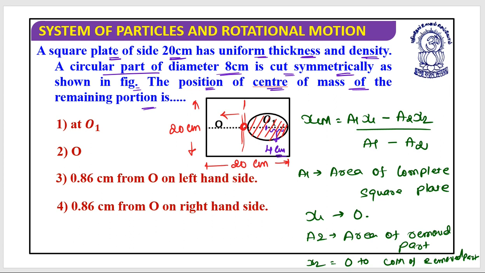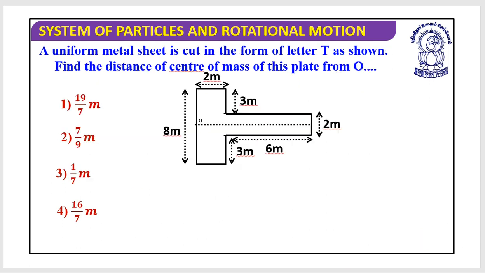Yes, we have already done the previous question. Is it clear? But that is for sure, the center of mass would be lying over this side. So at O, not possible. 0.8 centimeter from O on the right hand side, this is not possible. So what you need to do is check within this too. I hope this is clear. Even this can be done by you analytically as well. I hope this is clear. Great. Let's work on the next question.